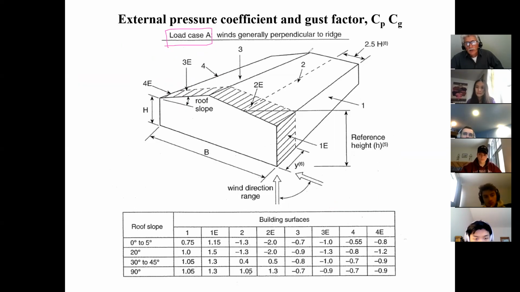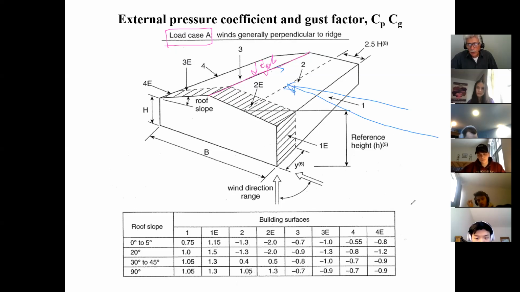Okay. See this line here in the building? That's the ridge. Everybody understands what I'm saying? So when you're doing your load calculation, this means that the wind is blowing generally perpendicular to this line here. Everybody understands? In other words, the wind direction is this way, not this way.